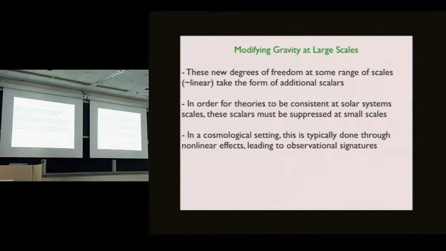So, as I said, we expect new degrees of freedom at some range of scales. Typically, at scales where you can linearize the theory, you have additional degrees of freedom, which are scalars. In order to avoid solar system constraints, these scalars must be suppressed at small scales. And in cosmological settings, the way this is suppressed, in some class of theories at least, is typically done through nonlinearities, which is something new that GR doesn't have. And this leads to many observational signatures, some of which we'll discuss here.